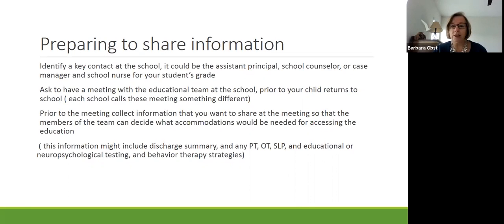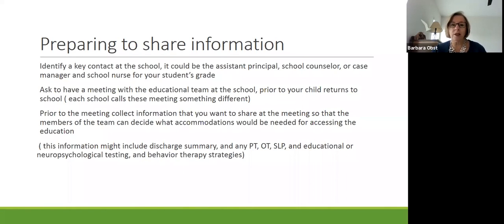Prior to the meeting, collect information that you want to share at the meeting. If there is a physician that can write up a summary of what is going on with your child, that works really, really well. And with that information, if your child is also receiving PT, OT, speech and language, or any type of psychological testing or behavioral therapy strategies, all of that can be brought to the meeting or submitted prior to the meeting.